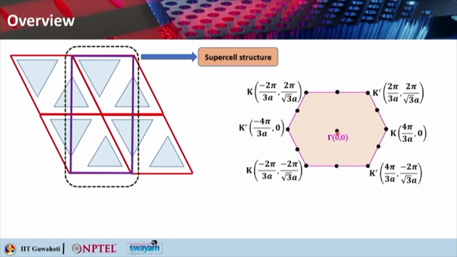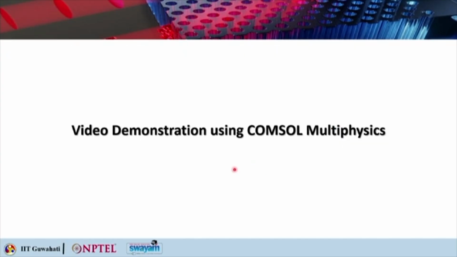So this is the gamma point, then this is the K prime, K prime, K and K prime, and so on. So these are basically coming from those different adjacent cells. Okay, so these are the important points for which you have to do the eigenvalue simulation to obtain the edge state. So all these things we will be seeing in the video demonstration that I will be showing you right now.